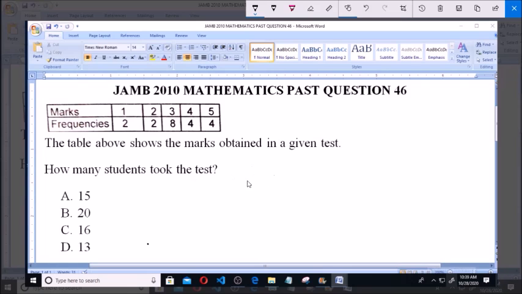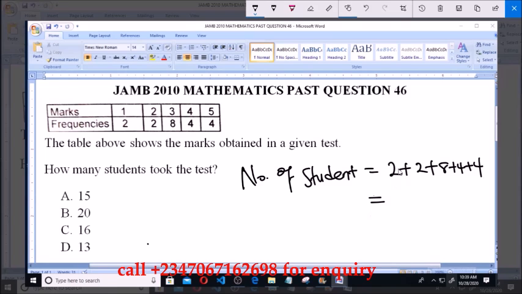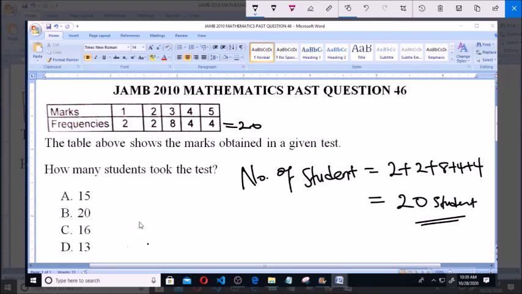Now to determine the number of students that took the test, we simply add the frequencies together, and that will be equal to 2 plus 2 plus 8 plus 4 plus 4. 2 plus 2 will give us 4, 4 plus 8 will give us 12, 12 plus 4 will give us 16, and 16 plus 4 will give us 20. So that means 20 students took the test, and this was gotten from the frequency, which is equal to 20. So the answer to this question is option B, 20.